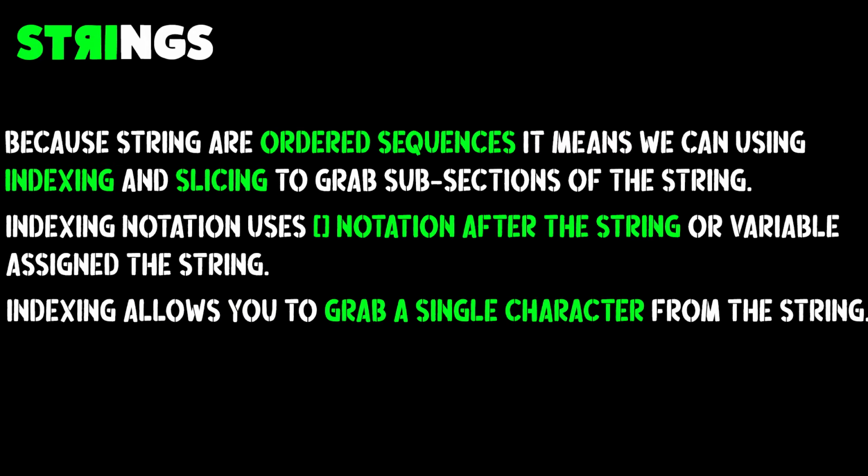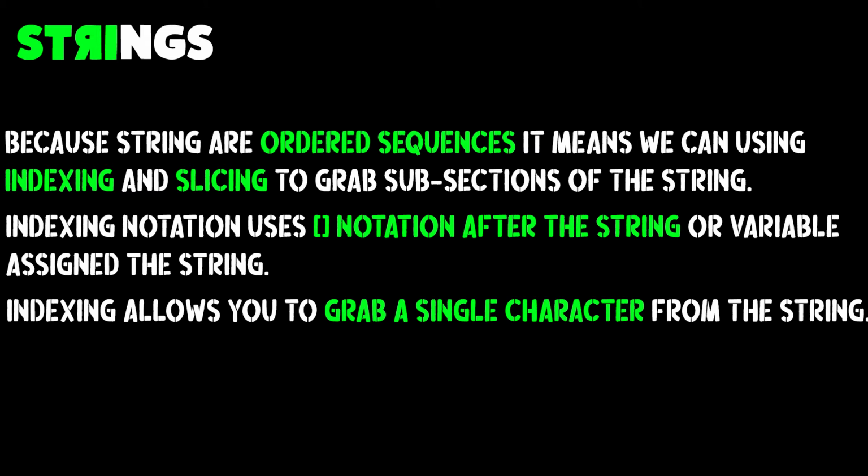So you do need to understand that strings are an ordered sequence, and it means that we can use indexing and slicing on them to grab a subsection of the string. So that means that by using the indexing notation after the string or the variable assigned to the string, we can grab a subsection of that string. Like suppose we have a variable by the name of my dog, and we have assigned the name of the dog to it. Then by using the square brackets and the indexes 0, 1, 2, 3, we can grab the characters like that.